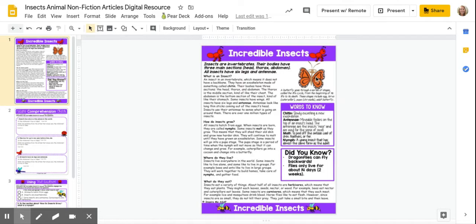We have our picture and the caption underneath. We have words to know. We have chitin, antenna. We have molt and nymph. Then we have did you know fact boxes. We will come back to our words to know whenever we read them in the article.